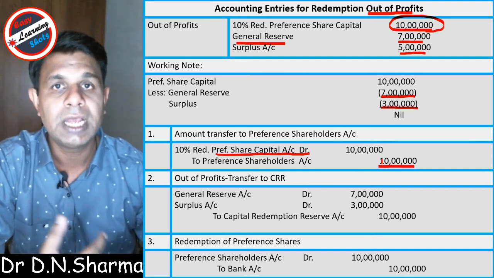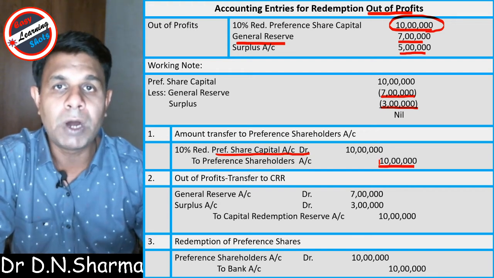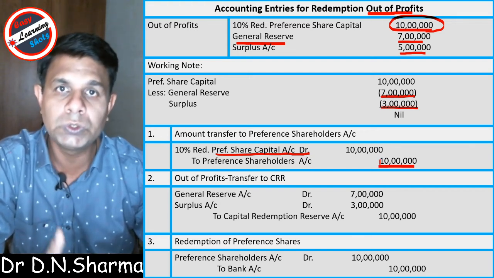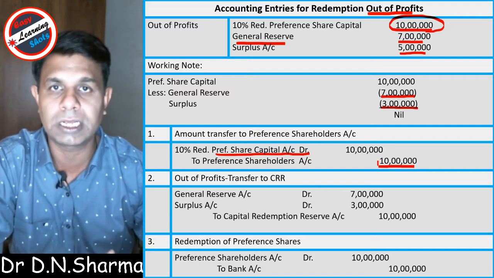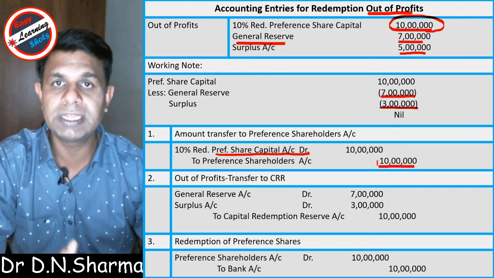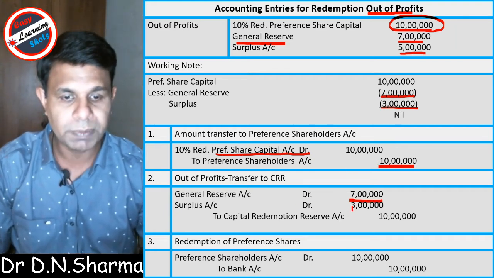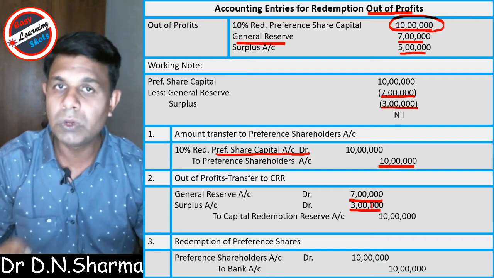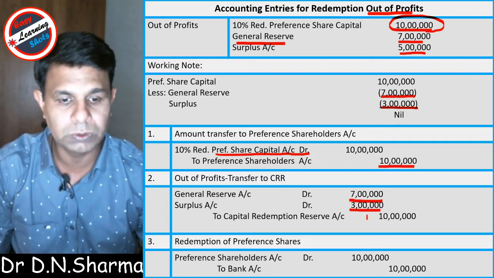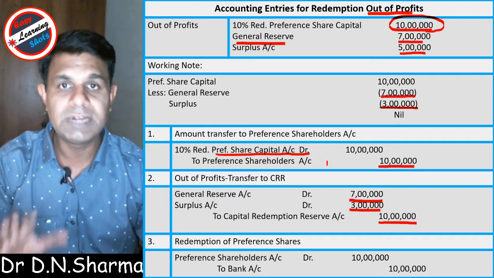Now the amount is transferred. Now we do out of profits entry where the amount is transferred from reserves to new reserve account, that is CRR account. So the reserves has credit balance. When the amount is transferred, they are debited. So we debit general reserve with 7 lakh, surplus account with 3 lakh, and the whole amount is transferred to CRR account, so to CRR account with 10 lakh rupees. Now we have done the adjustment.